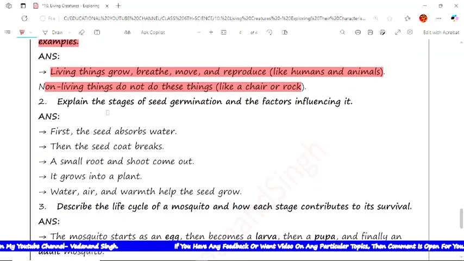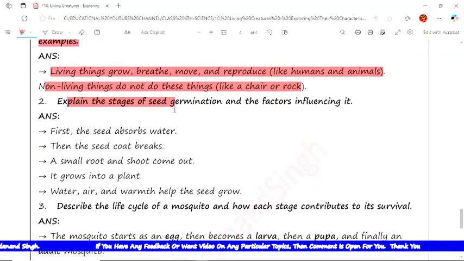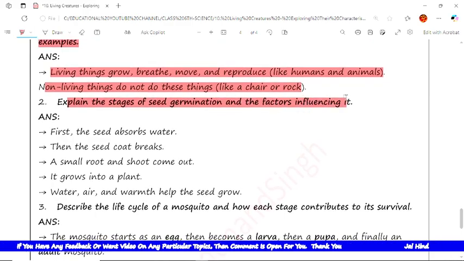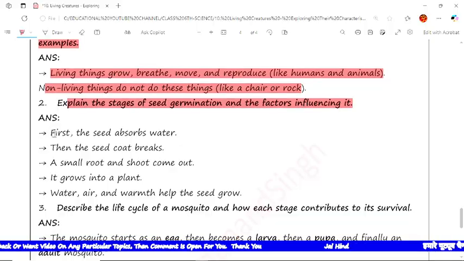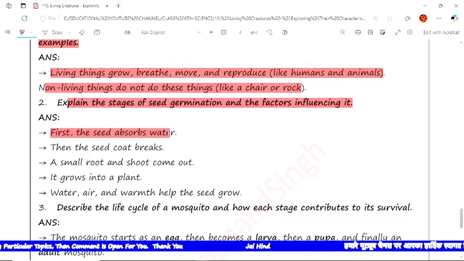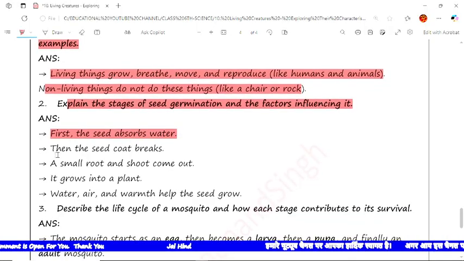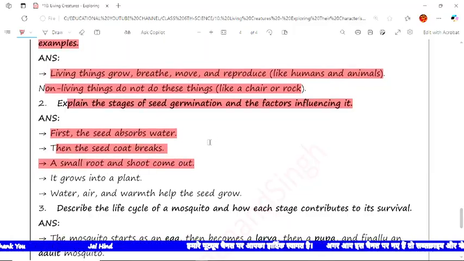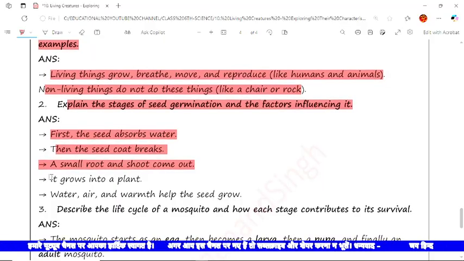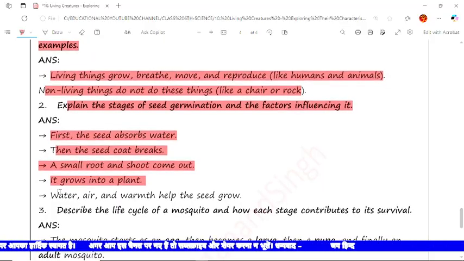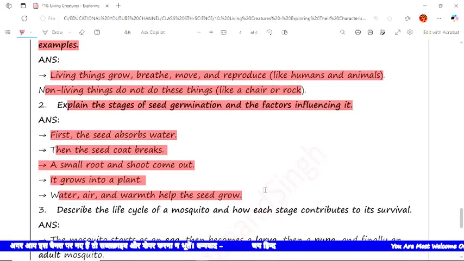The next question is explain the stages of seed germination and factors influencing it. The answer: first the seed absorbs water, then the seed coat breaks, then small roots and shoot come out, then it grows into the plant. Water, air and warmth help the seed to grow.